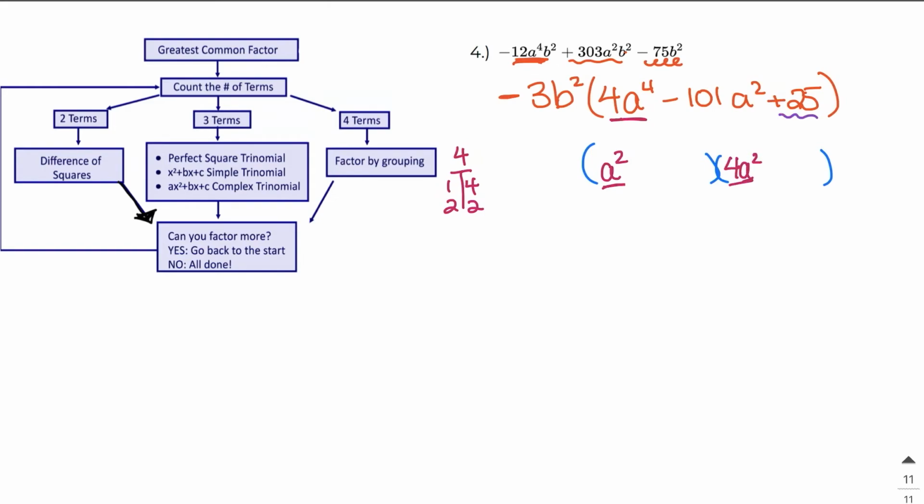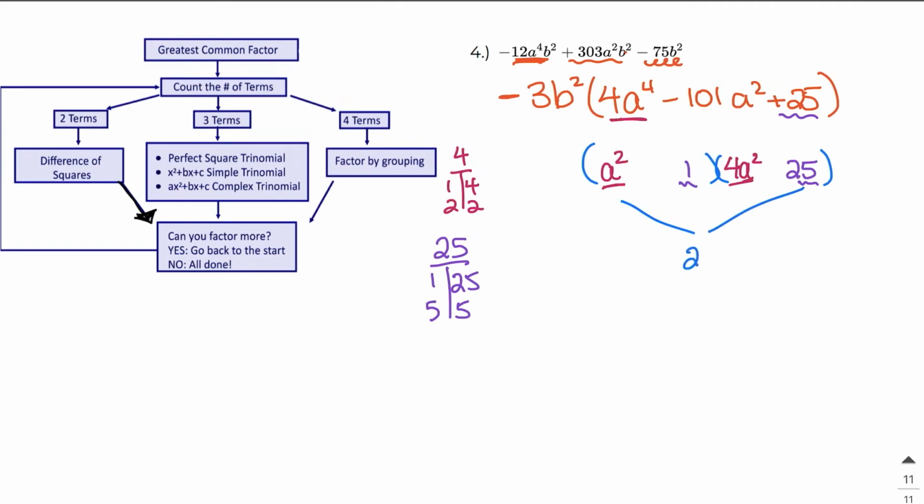And then for my last, I know my lasts will multiply together to give me 25. So I'll make a chart for 25. So, sorry, I don't know why I wrote 2 and 5. I could either do 1 and 25 or I could do 5 and 5. So let's try 1 and 25 and see what happens. So I'll put 1 here. I'll put 25 here. Now let's check.